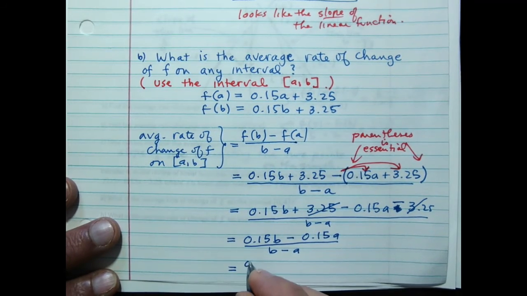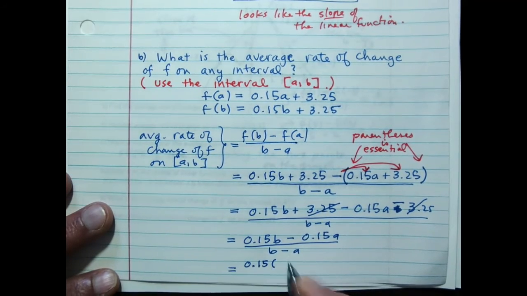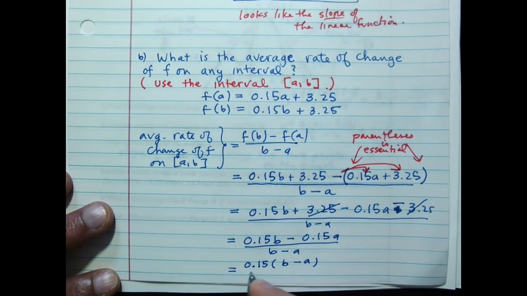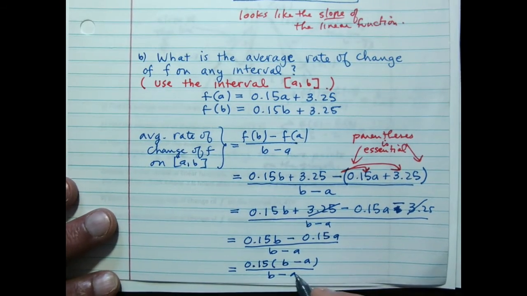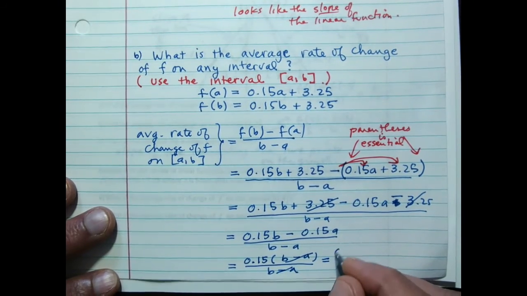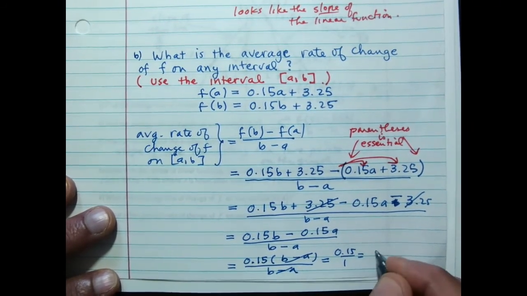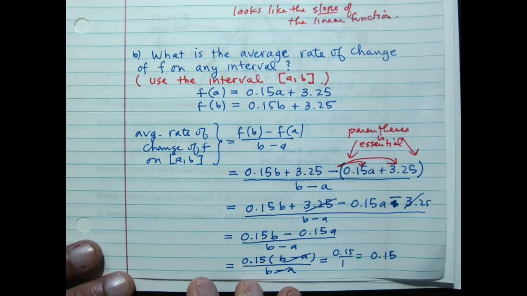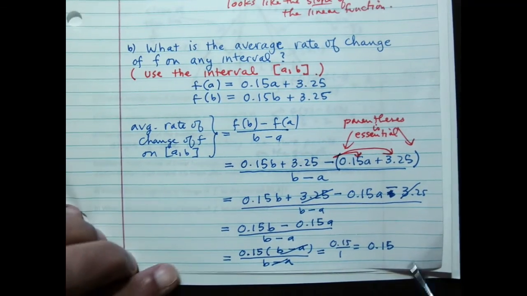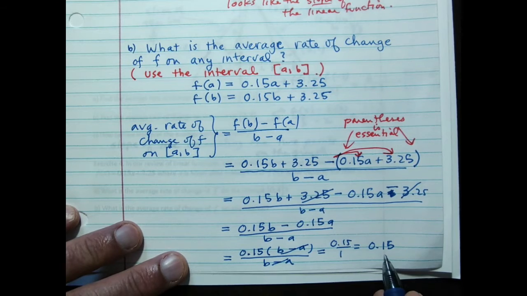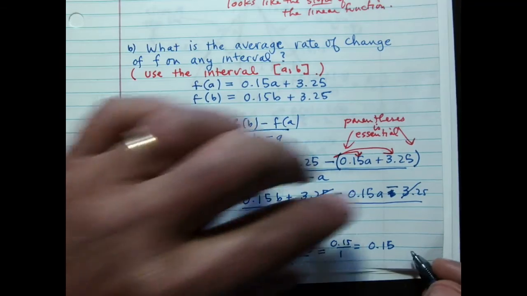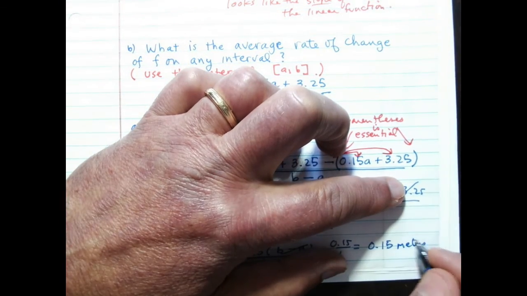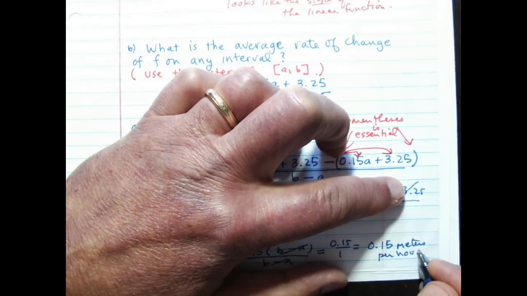Up above, I can factor out a common factor of 0.15 times b minus a in parentheses over b minus a. And the b minus a is going to cancel. I have 0.15 over 1, or 0.15. And just notice that I got that value 0.15 doesn't have anything to do with a and b at all. Now it's meters per hour again, because this is still from our application.